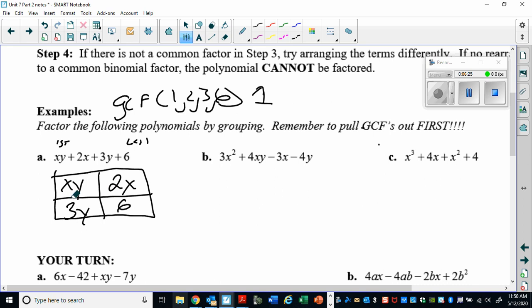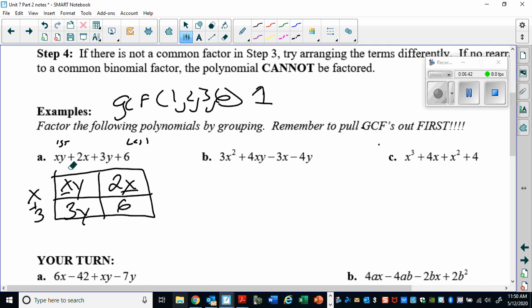So here we always go horizontally, left to right, and then vertically, up and down. So I can take out an x here and an x there. No number, I cannot take out a number. I can take out a 3 here and a 3 there. x plus 3.